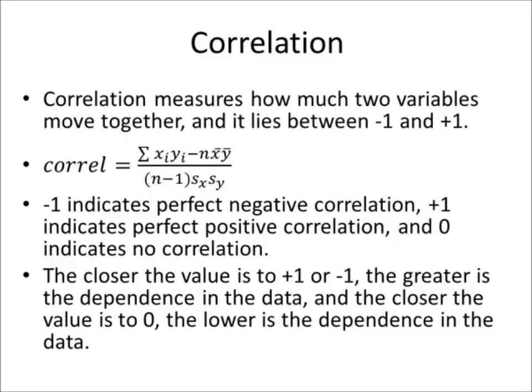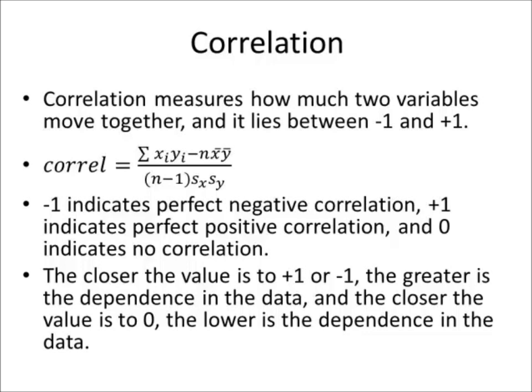And that obviously in practice never ever happens. But you can get close. So often we'll express it in percentage terms. So if we have a correlation figure of 0.6, that means it's a 60% correlation. Now the closer we are to +1 or to -1, then the greater is the dependence in the data.